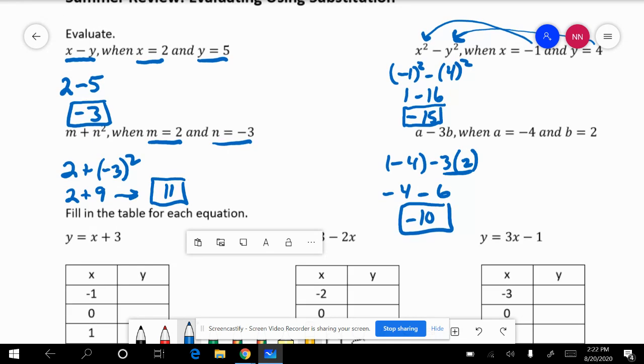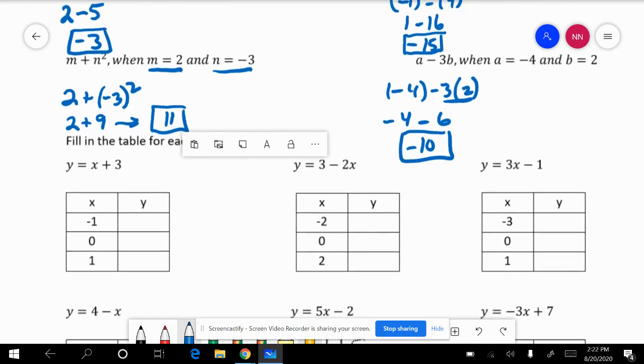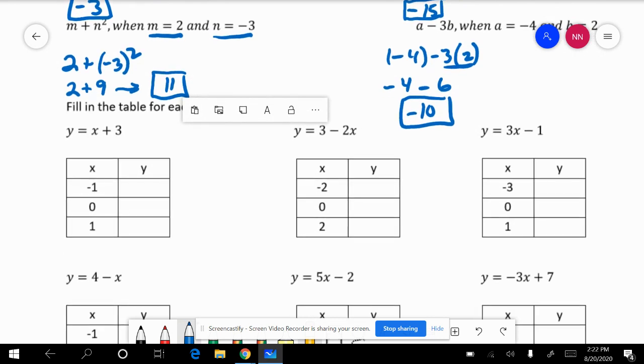Now we're going to be working on filling in a table. When we're filling in this table, we're going to start off with the negative 1. We're going to plug it in. Negative 1 plus 3 is 2. Then we're going to take the 0 and plug it in. 0 plus 3 is 3. Our next one is the 1. We're going to take the 1 and plug it in. 1 plus 3 is 4.